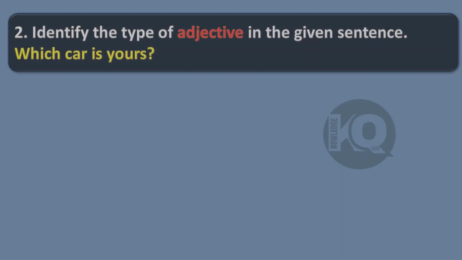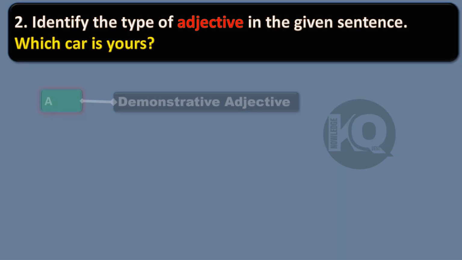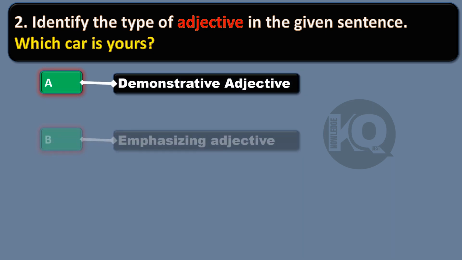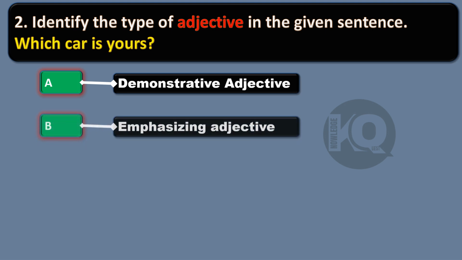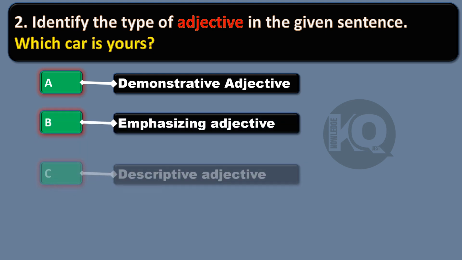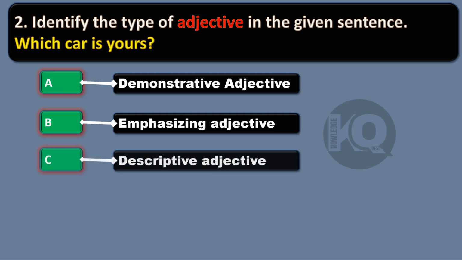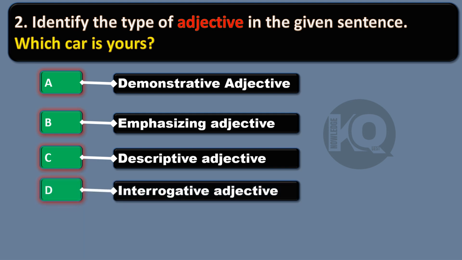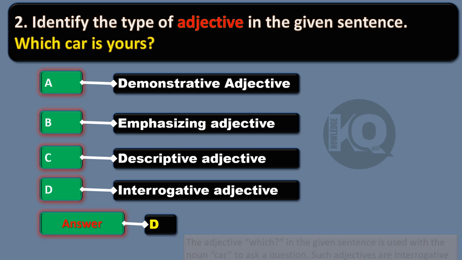Number 2. Identify the type of adjective in the given sentence. Which car is yours? A. Demonstrative adjective. B. Emphasizing adjective. C. Descriptive adjective. D. Interrogative adjective. The correct answer is D, which is an interrogative adjective.